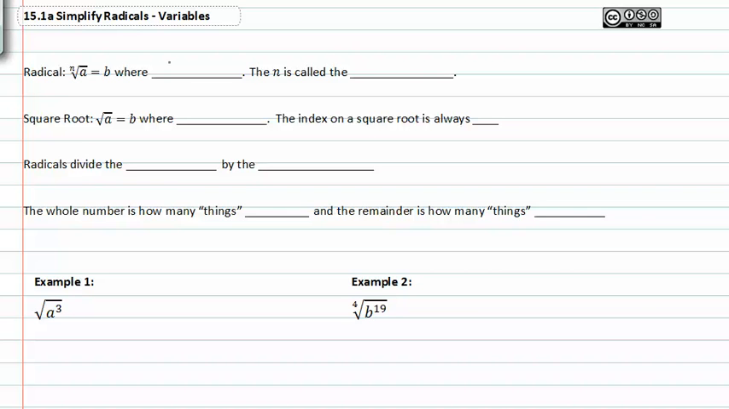where b to the n is equal to a. The n is called the index. If we're talking about a square root, the square root of a equals b, where b squared is equal to a. The index on a square root is always 2. So if we say square root, it's automatically implied that the index right here is a 2.